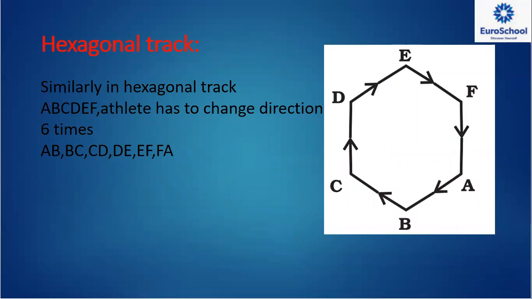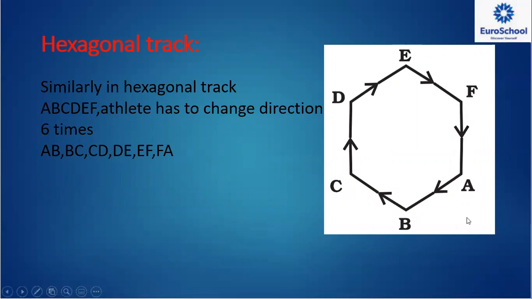What do you mean by hexagonal? Hexa is 6. So when I say it is a hexagonal track, it means that it has 6 edges. Similarly, when an athlete is moving in a hexagonal track A, B, C, D, E, F, the athlete has to change his direction 6 times.